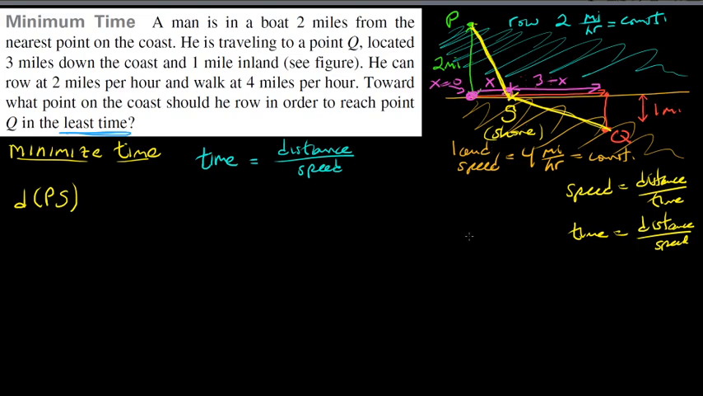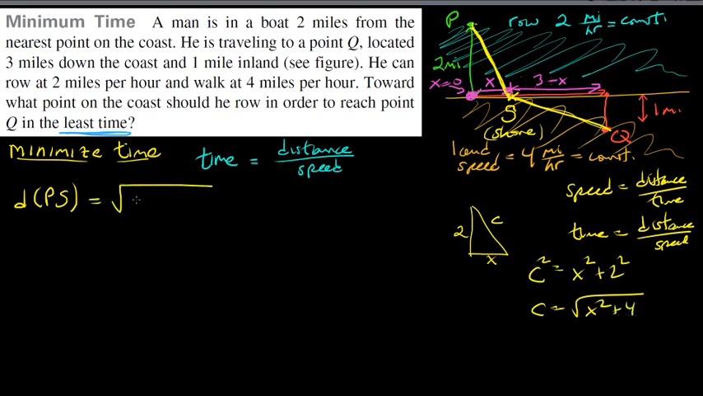Okay, so I hope this is not hard. In fact, let's just draw the triangle here. So this is x. This distance is 2, that's a constant, 2 miles. So this distance here, I don't want to call it d. How about a? Well, we could use c like in the Pythagorean theorem. So c squared is just x squared plus 2 squared, or c is just the square root of x squared plus 4. Okay, so that's the distance from P to S, the square root of x squared plus 4.